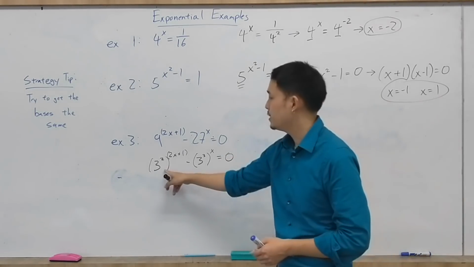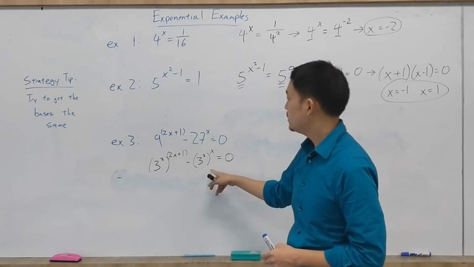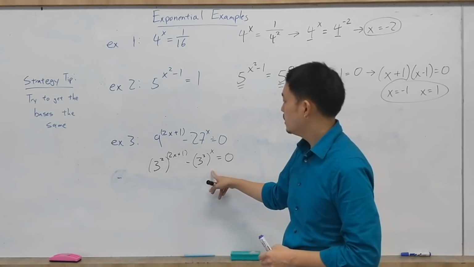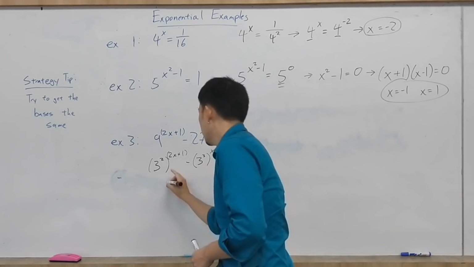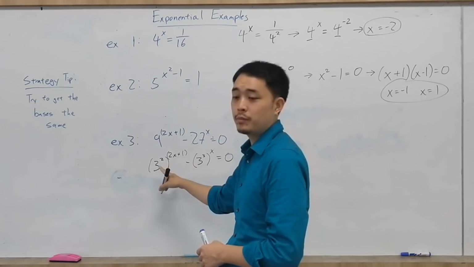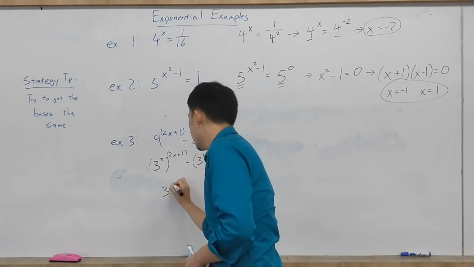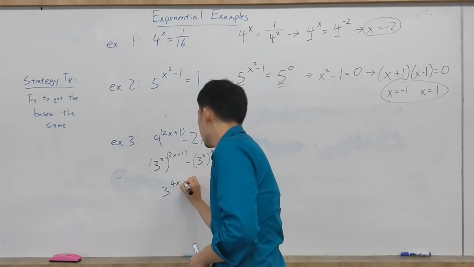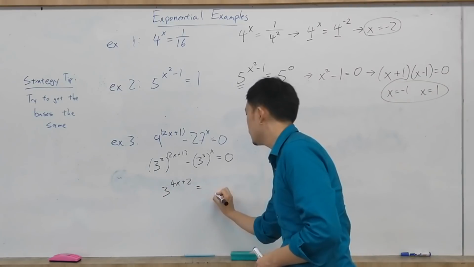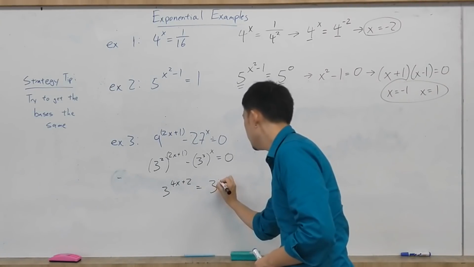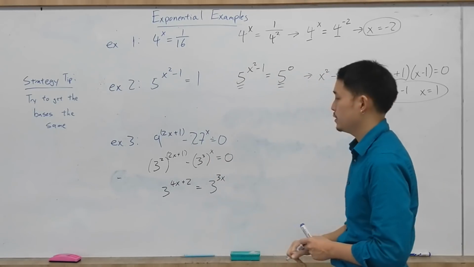So now we have the same bases. We can start doing some stuff and combine them, right? So in this case, what we could do, let's move this guy over to this side, and let's combine these powers. Remember, this is the exponent rule, so we multiply. This becomes 3 to the power 2 times 2x plus 1, which is 4x plus 2. I'm going to move this guy to that side, equals 3 to the power 3x, right? We multiply these guys as well.